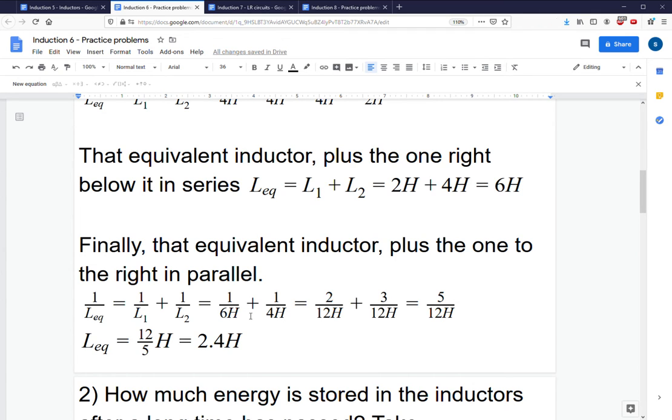To add them together, we should find the least common denominator. The least common denominator of 1 over 6 henries and 1 over 4 henries is 12 henries. So 1 over 6 henries becomes 2 over 12 henries. 1 over 4 henries becomes 3 over 12 henries. And adding them together, you get 5 over 12 henries. Again, that is 1 over L equivalent, so the last thing we need to do is invert that to say that L equivalent is 12 over 5 henries, which is equal to 2.4 henries.